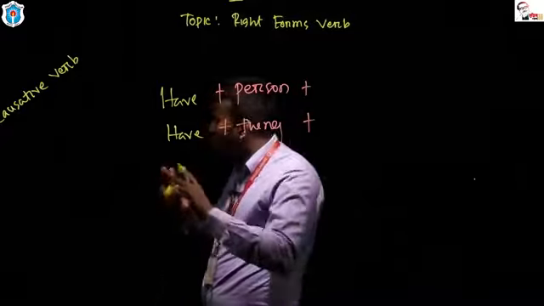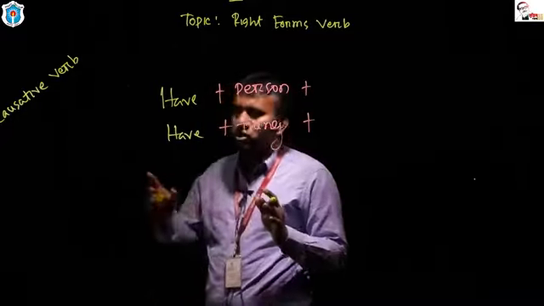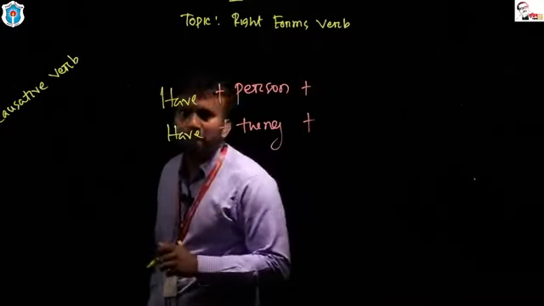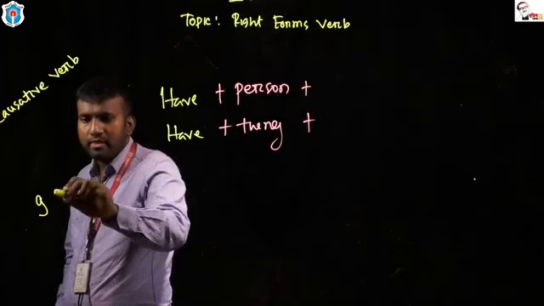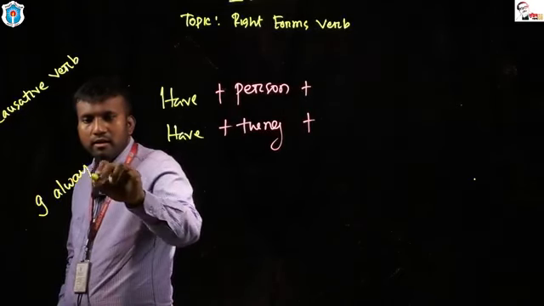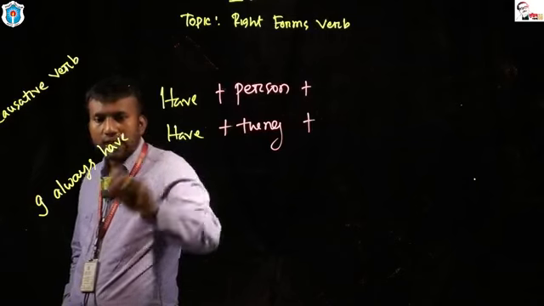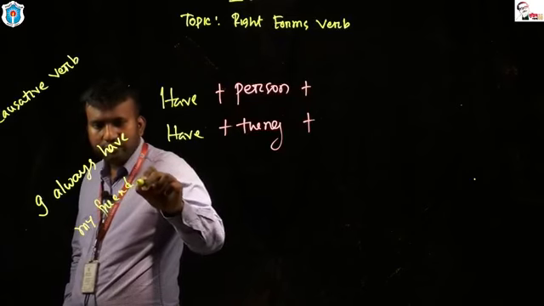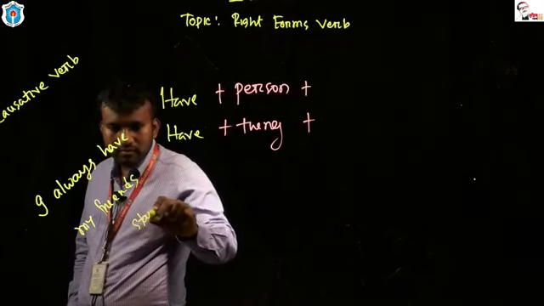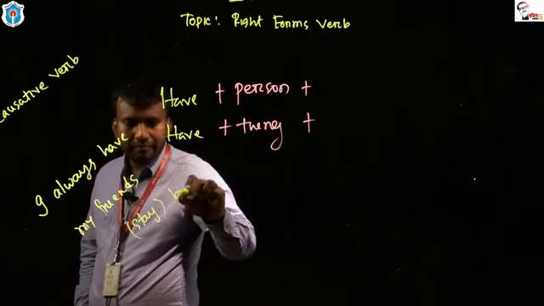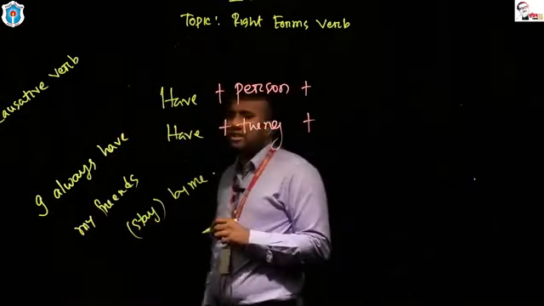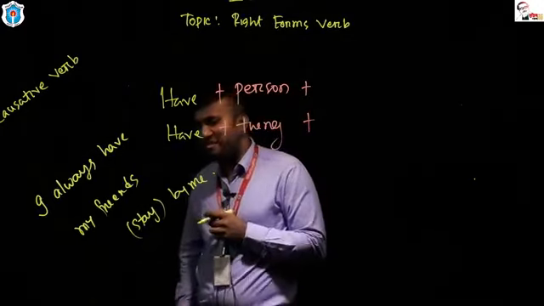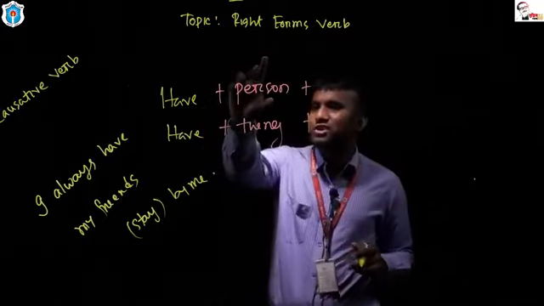At first, I will give you the problem. Show me the solution. After that, I will try my level best to give you my solution. I always have my friends stay by me. I always have my friends stay by me. What should be the answer? This is related to have plus person.